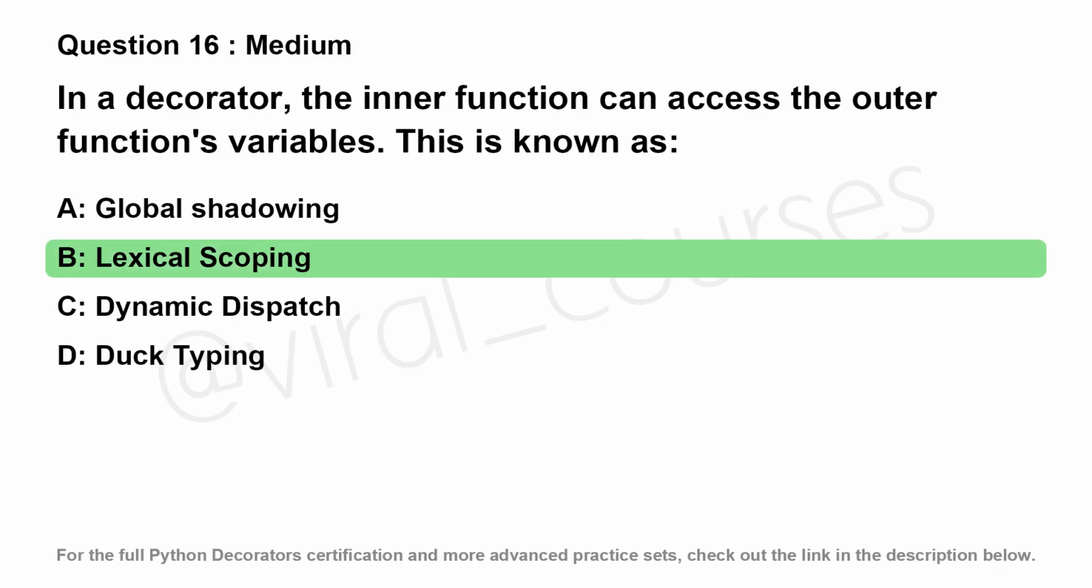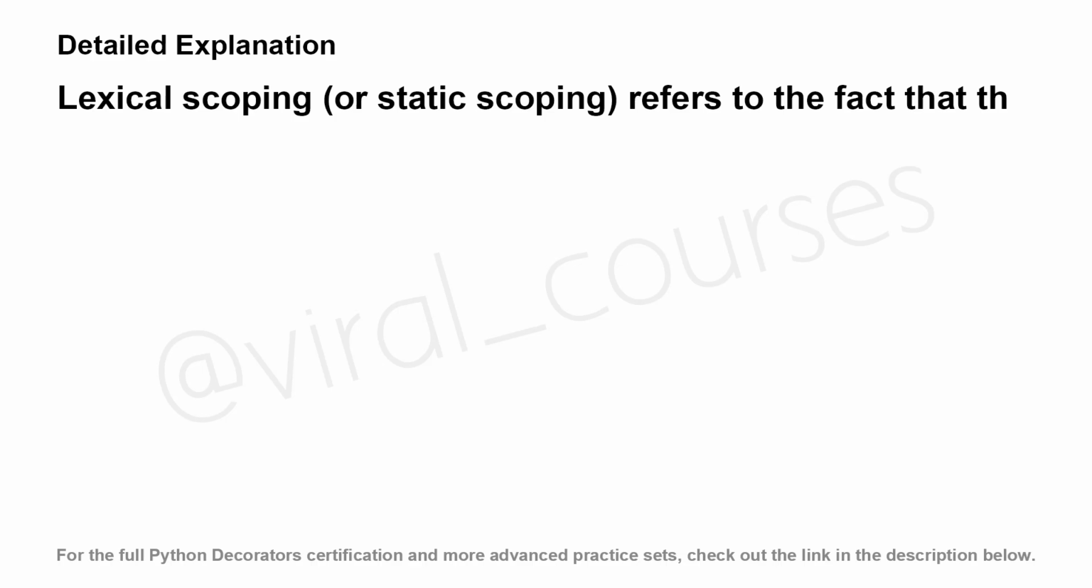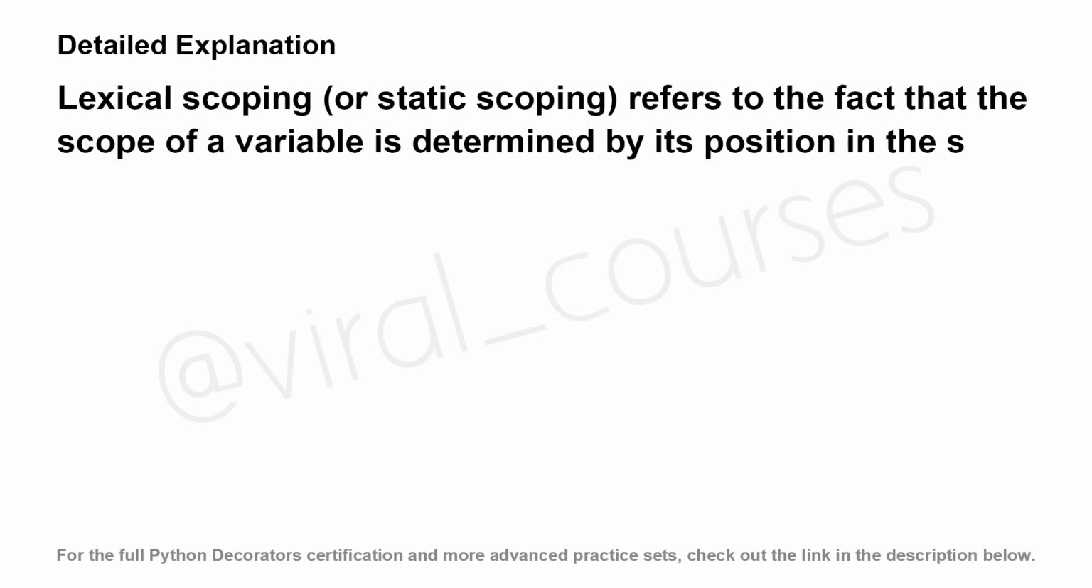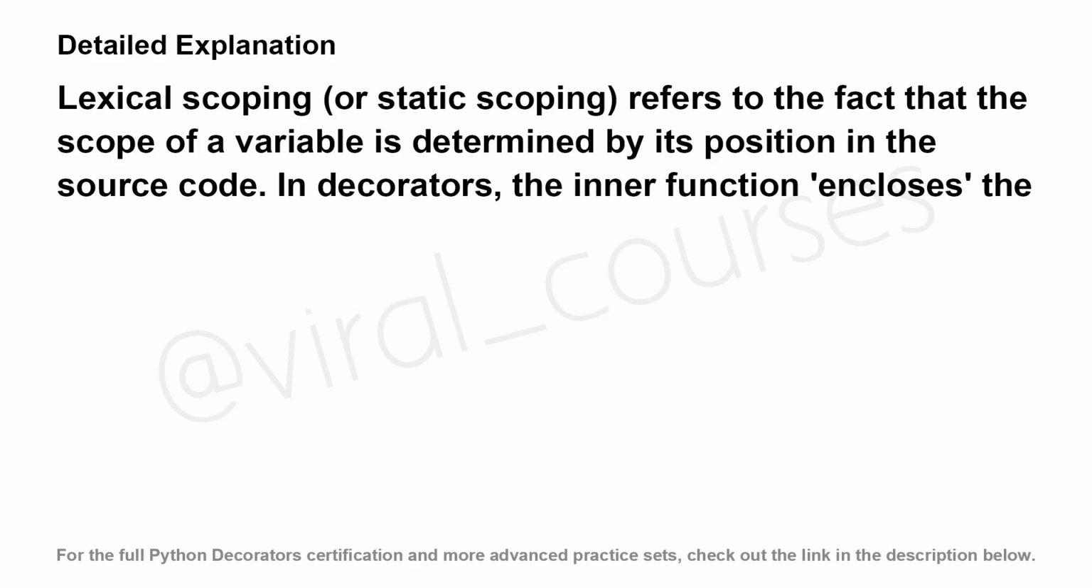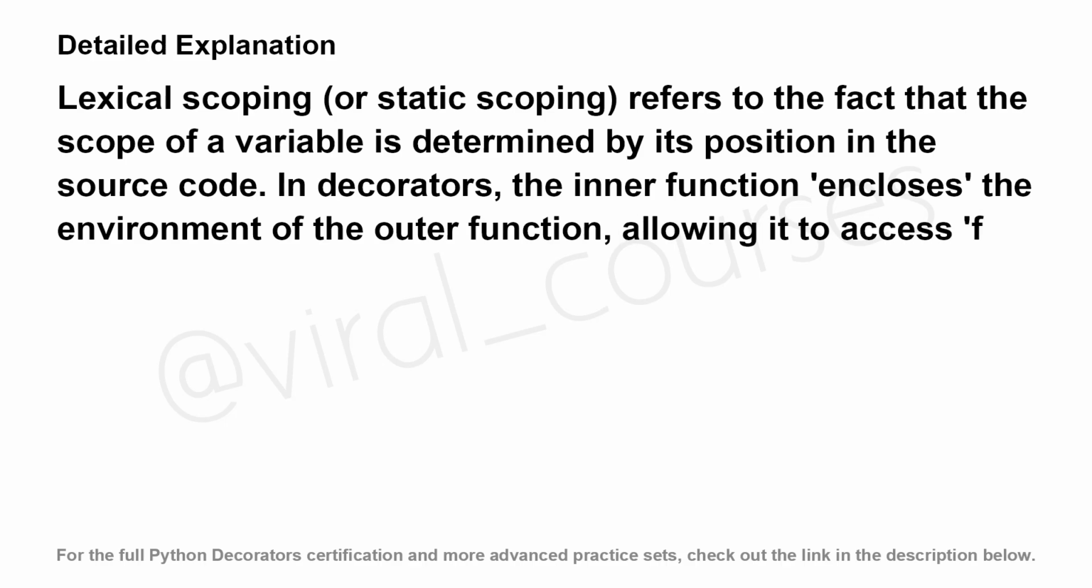The correct answer is B. Lexical scoping, or static scoping, refers to the fact that the scope of a variable is determined by its position in the source code. In decorators, the inner function encloses the environment of the outer function, allowing it to access func and other local variables.